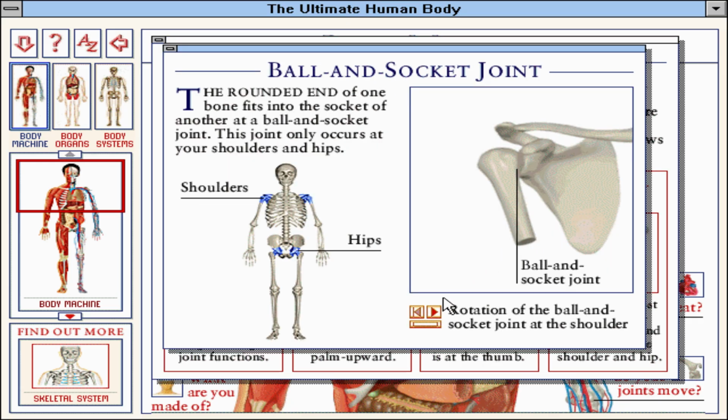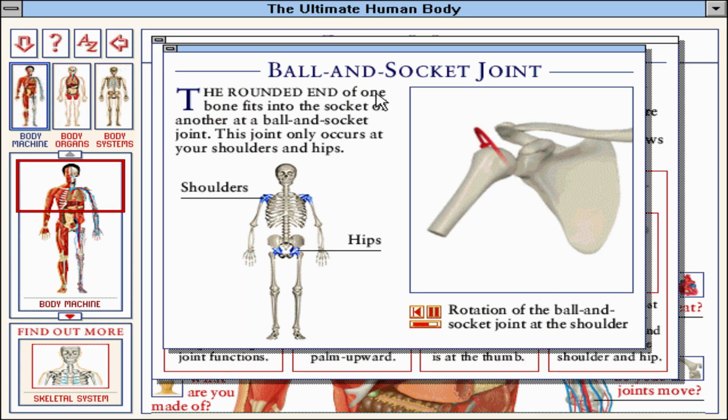Ball and socket joint. A ball and socket joint permits movement in all directions, backward and forward, side to side, twisting, and any combination of the three.